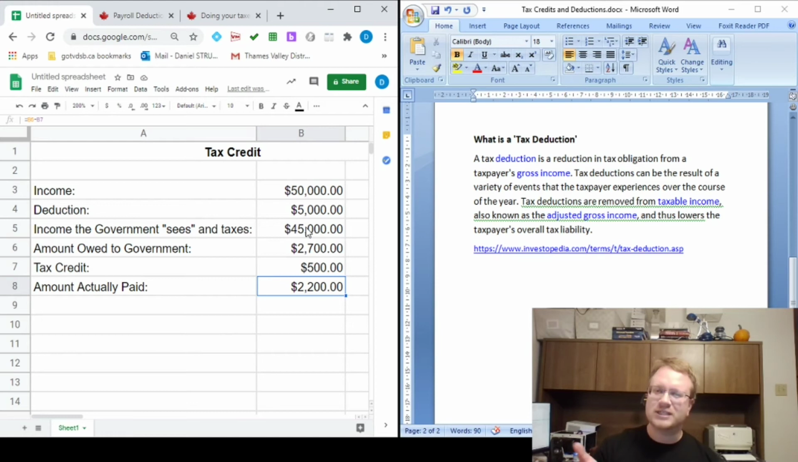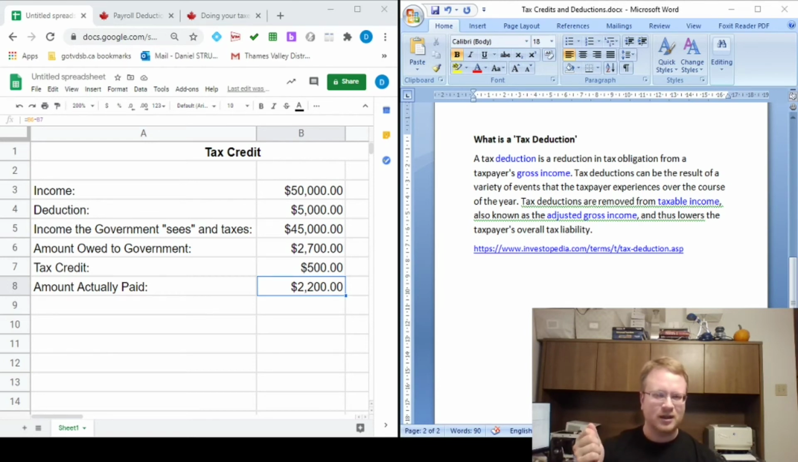So it's a change in our taxable income, whereas a tax credit is a subtraction directly from how much we owe the government. So the tax deduction changes our calculation. It changes how much we're going to owe originally, but then the tax credit comes directly off the bill. So technically a tax credit is better.